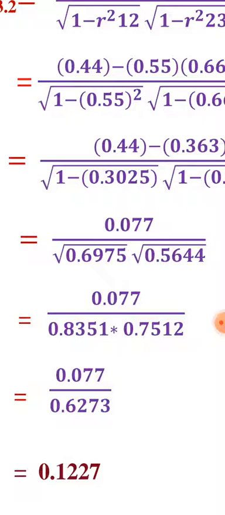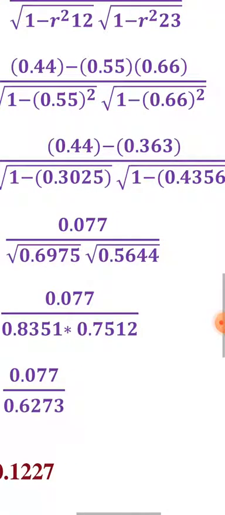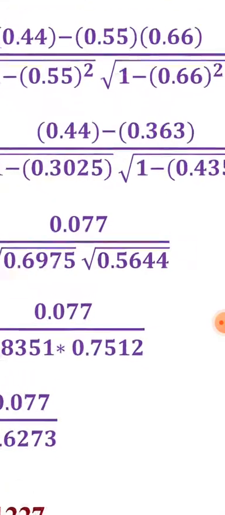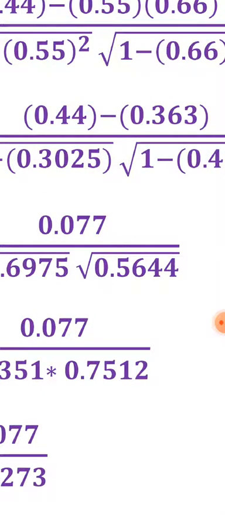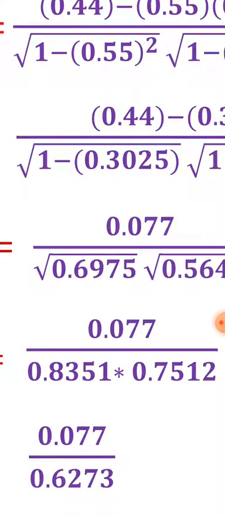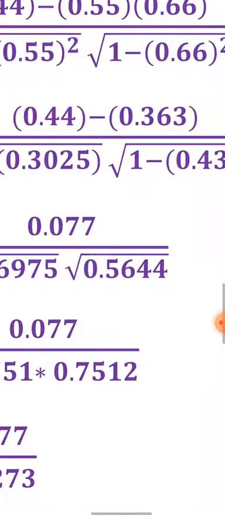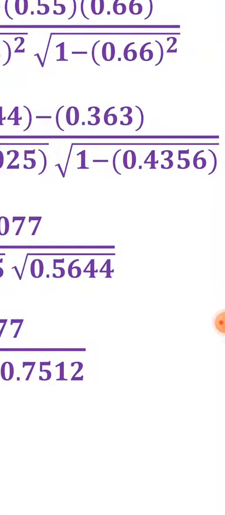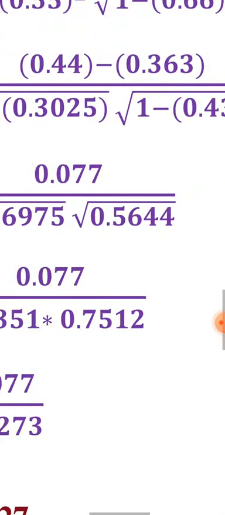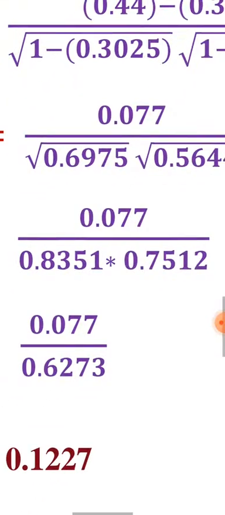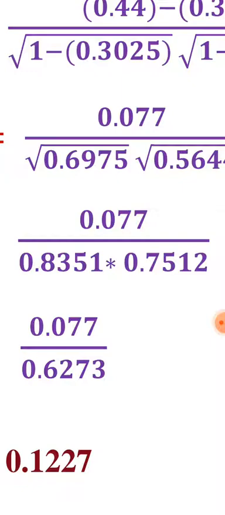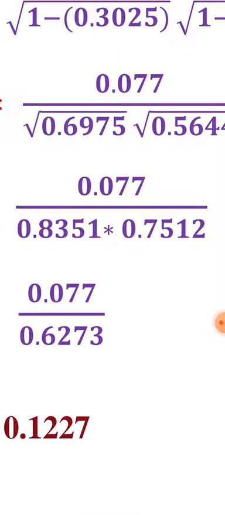After square, the next step is subtraction. Subtraction of 0.44 minus 0.363 will be 0.077, and the subtraction of 1 minus 0.3025 is equal to 0.6975. The subtraction of 1 minus 0.4356 will be 0.5644. Then the square root of these two will be the next step.